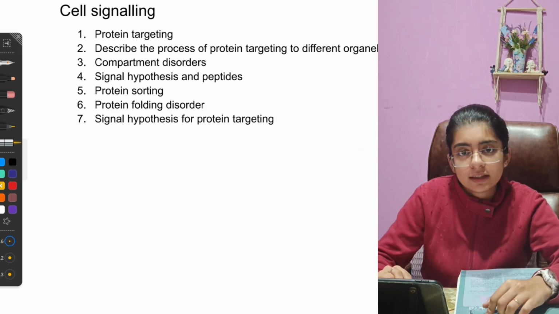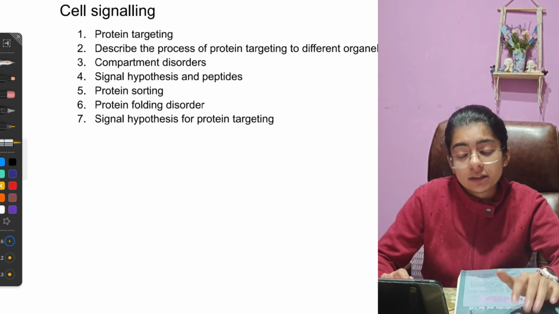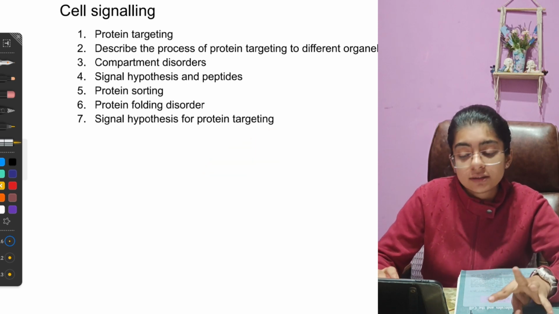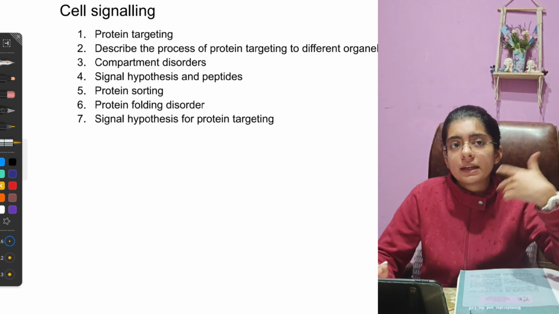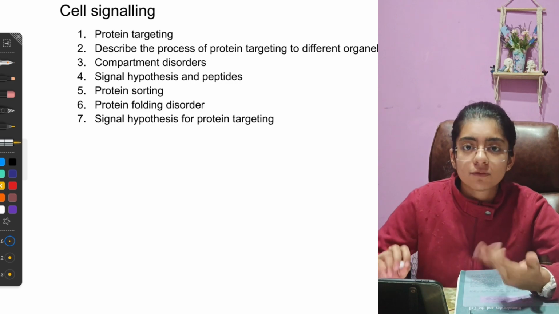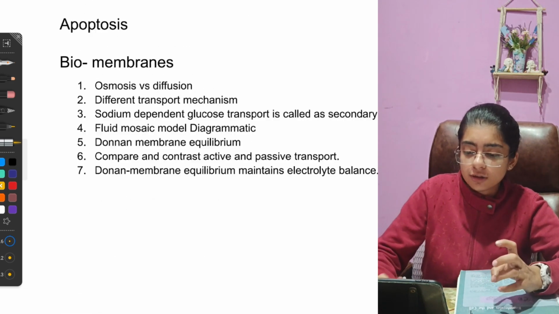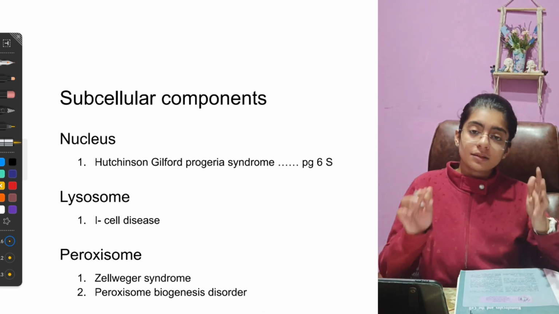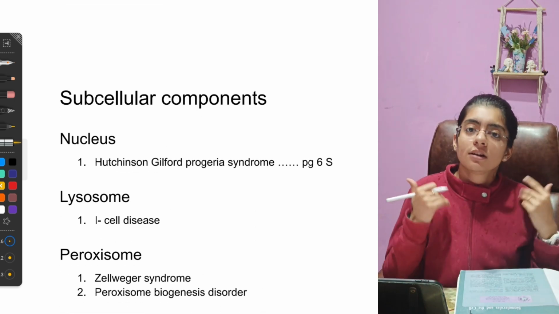I think in Satyanarayan it is not given in detail, so you need to refer to the other two books for these things. And if it is not asked in your general biochemistry paper, then it can be asked in genetics, because all this is related to protein formation, right? So this was about the subcellular components at large. Next, let's see the markings from Satyanarayan, Lippincott and Harper separately.